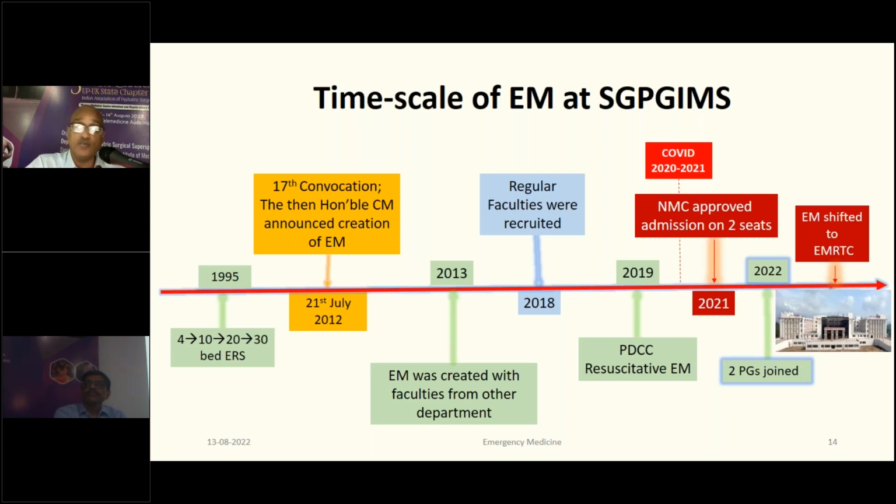From 2020 to 2021 were 2 years primarily involved with COVID care, with EM getting involved with all the aspects of COVID care, including everyone in PGI. And somewhere in 2021, the NMC approved the admission on 2 seats. And so the first PGs joined in 2022. And the EM at that time simultaneously shifted to the new building.